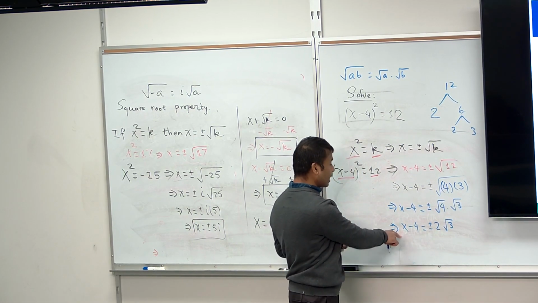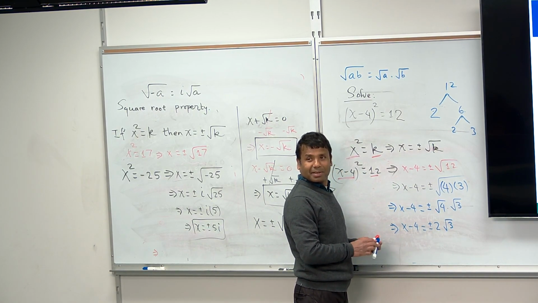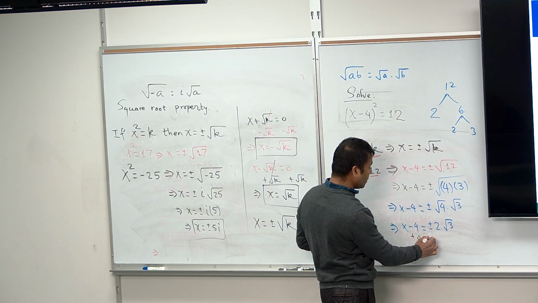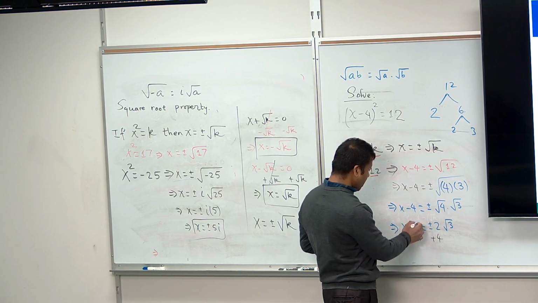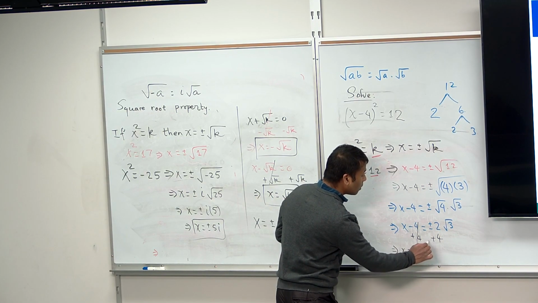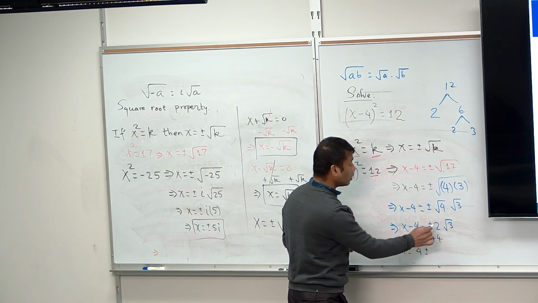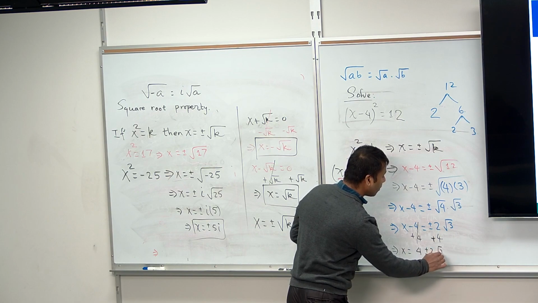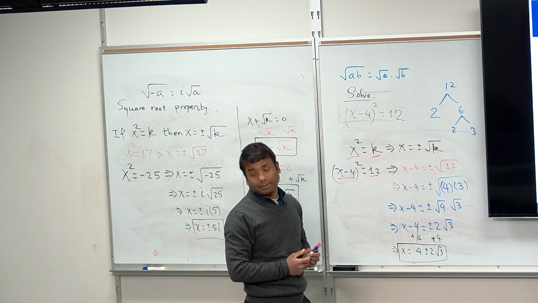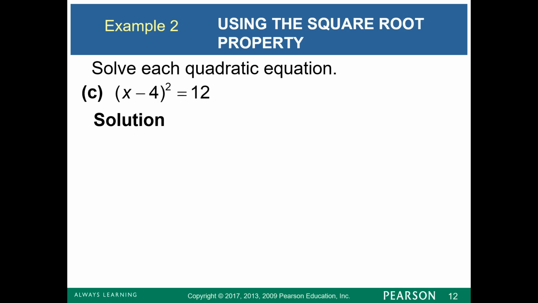So how do you find the value of x from here? Exactly. Add 4 because you need to isolate x, right? So add 4 on both sides, and then you cancel them. So now you see x = 4 ± 2√3. That's it. Good job, guys.